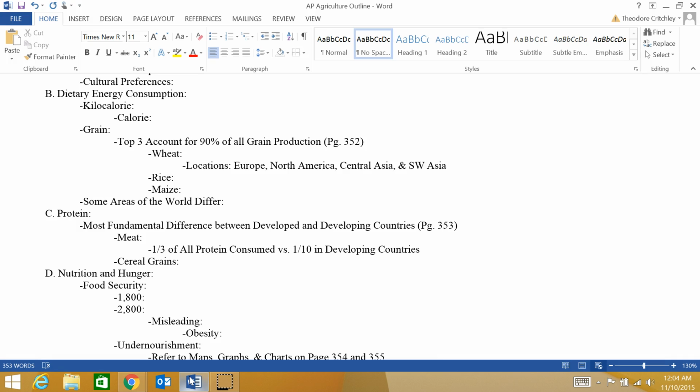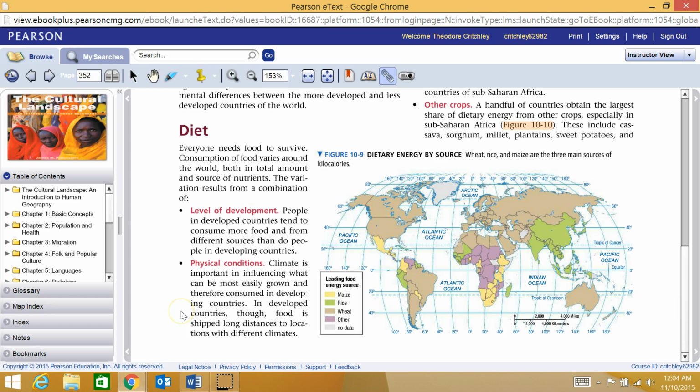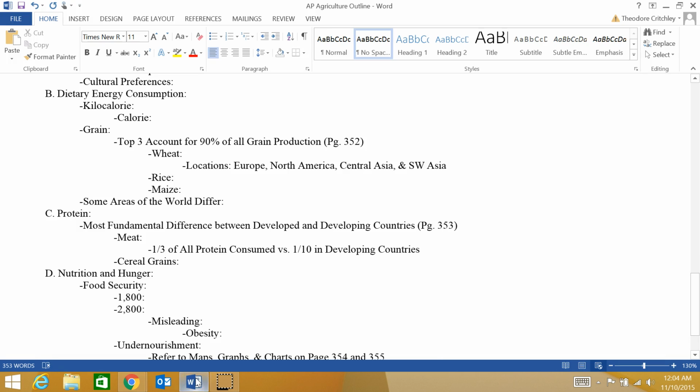You can go back and look at the map, or you can look at the writings that I put down for you. But when we take a look at that, the locations are Europe, North America, Central Asia, Southwest Asia, all produce wheat in some way, shape, or form.